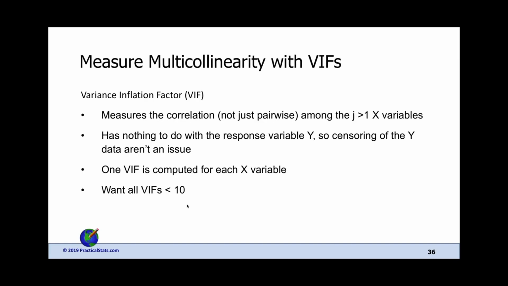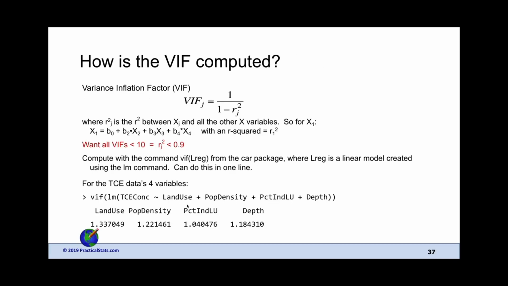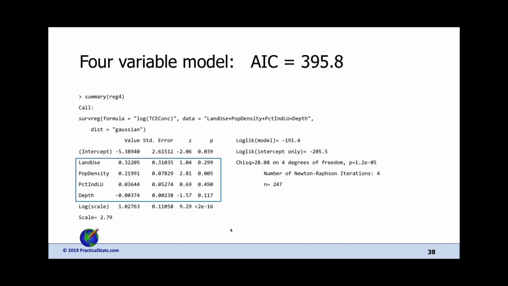You want them to have VIFs all below 10, and so you can just use a VIF command in R. It's the same command as when you're doing regular multiple regression, and you can get back the VIFs for these 4 variables. They are not correlated with one another, so they are not violating the independence of the X variables assumption, which is important and can result in a bad regression if you don't pay attention to it. So we don't have that problem. We can come out with a regression model.